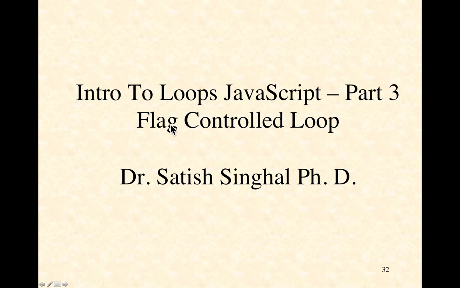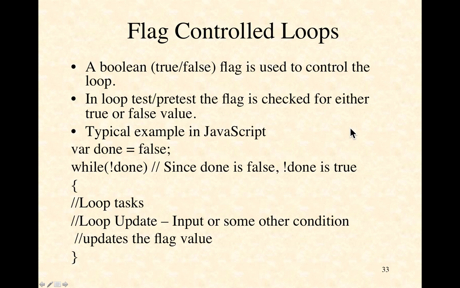I'm here with part 3 of Intro to Loop using JavaScript, and this time we're going to talk about flag control loops. Flag control loops are very useful. You can use them in any situation whatsoever. Basically, a Boolean flag, which could be either true or false, is used to control the loop, and in the loop pretest, the flag is checked for either a true or false value.